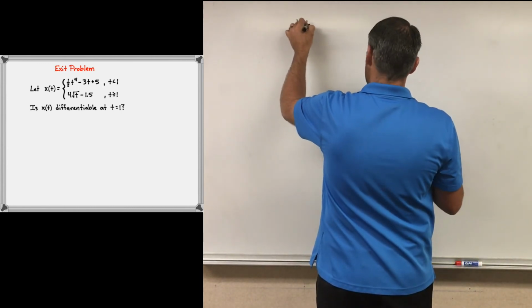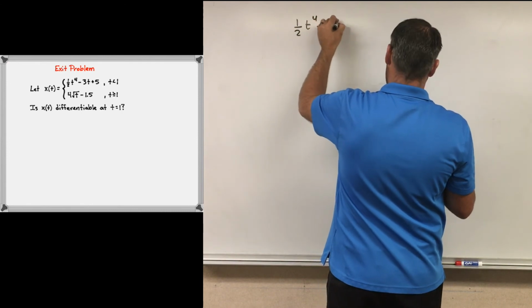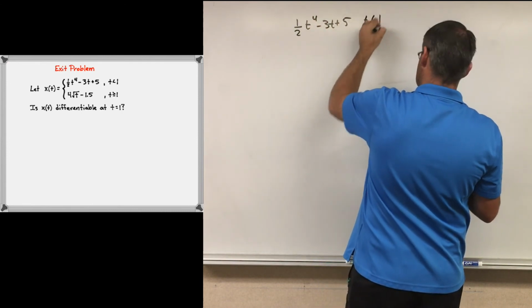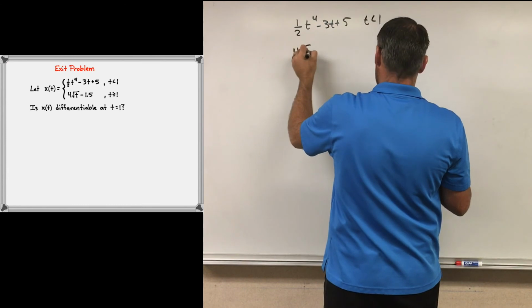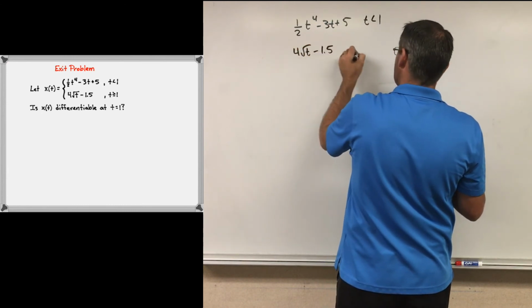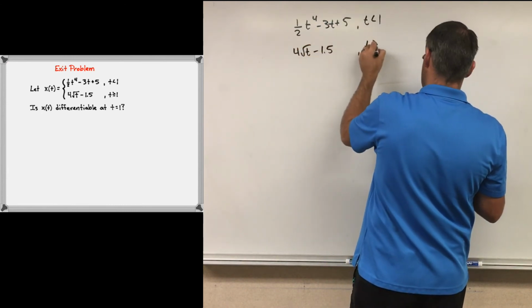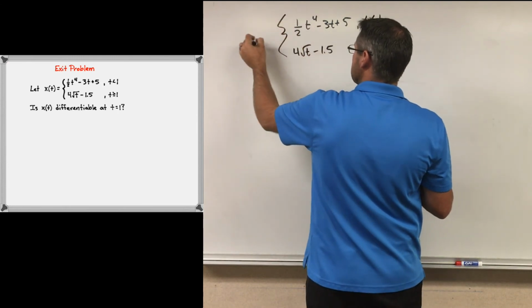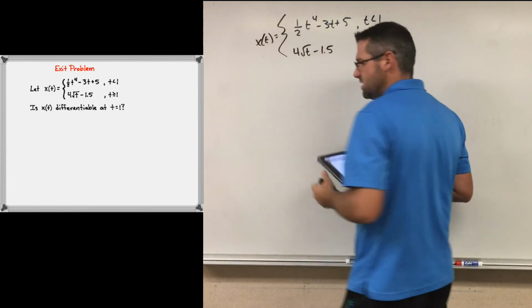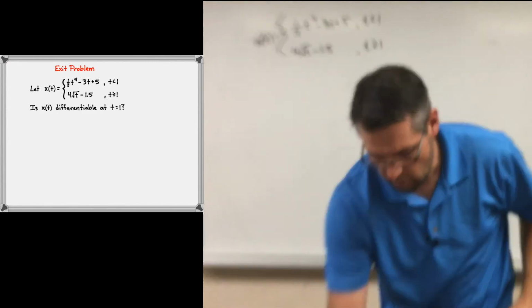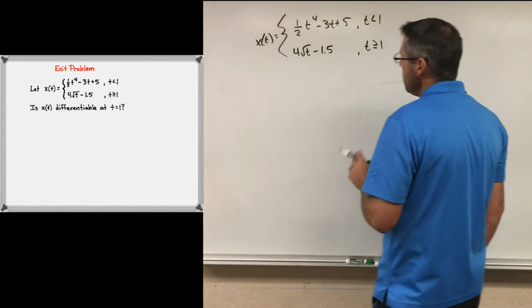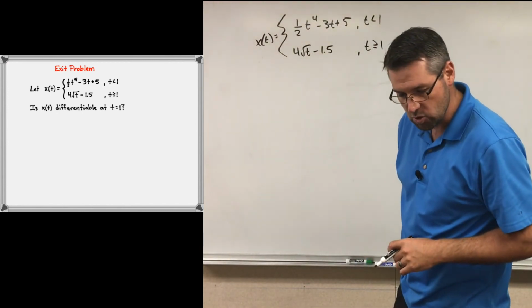All right, so for this guy, radical t minus 1.5, and that's for t is greater than or equal to 1. And this is x of t. And I know we can get lost. Oh, that's an x. X is now our function, and t is our variable. We want to know if the function is differentiable at t equals 1.